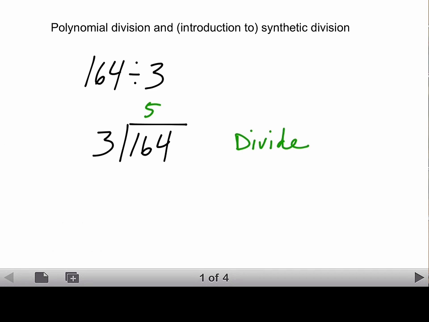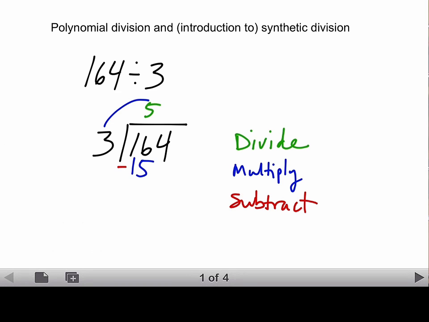And at this point, I'll ask a class, what do we do next? And usually they'll say subtract, blowing right past the fact that we need to multiply so we know what to subtract. So I'm going to multiply 5 by 3, and I'm going to get 15. And then we subtract that 15 because division is really repeated subtraction. So when I subtract that 15, I end up with 1. We bring down the 4 and do it all again.